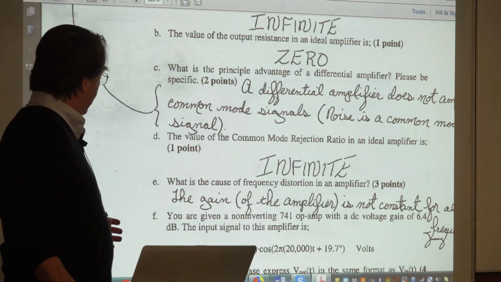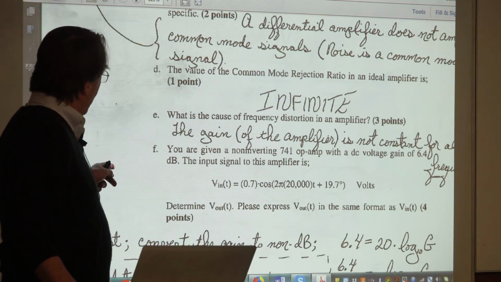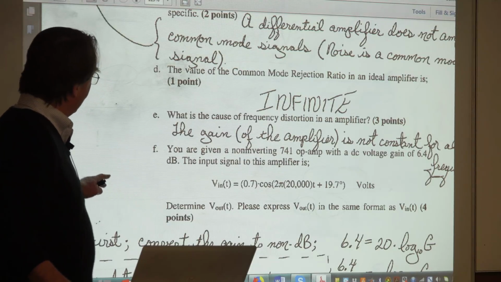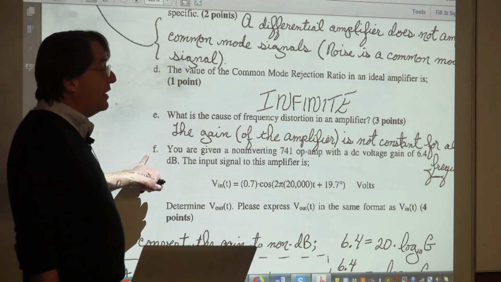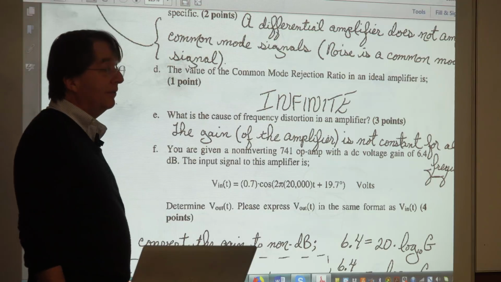Okay, that's frequency. All right, now I'm up to F. By the way, I think I went for a record here. We're up to F. Wait to see what letter we get to. Okay. You are given a non-inverting 741 op amp, where this is the input. What's the output?